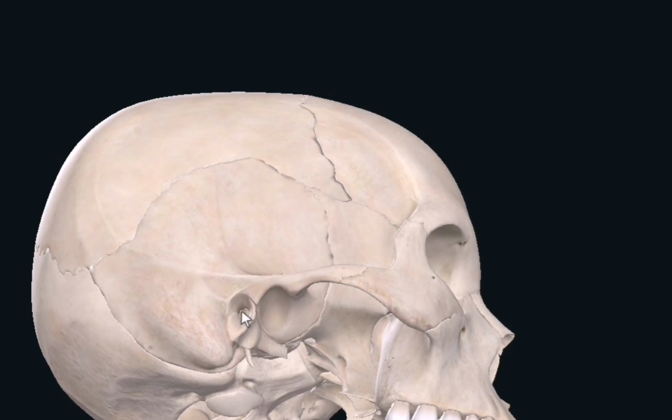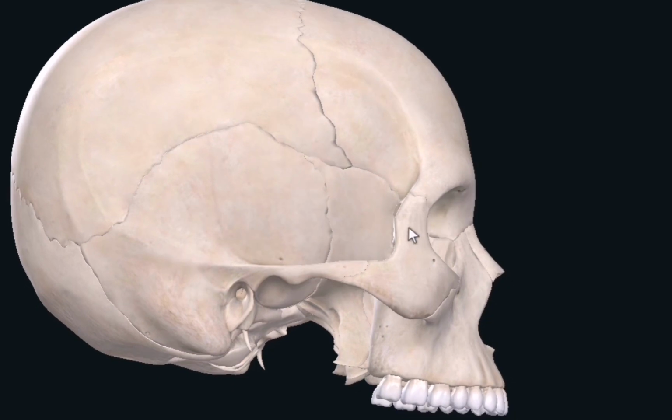This opening is called external auditory meatus. And this process is called mastoid process, which is a part of the temporal bone. Mastoid process, external auditory meatus, mandibular fossa, articular eminence, zygomatic arch. If we rotate the skull like this, from the zygomatic process of the frontal bone appears a line. This line is called temporal line. It begins as a single line and then divides into two lines. One is called superior temporal and one is called inferior temporal line.